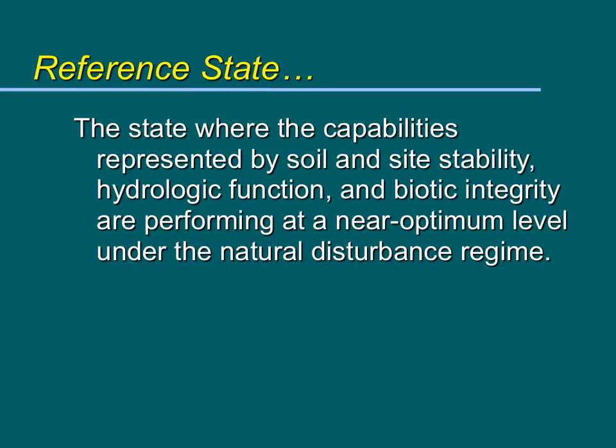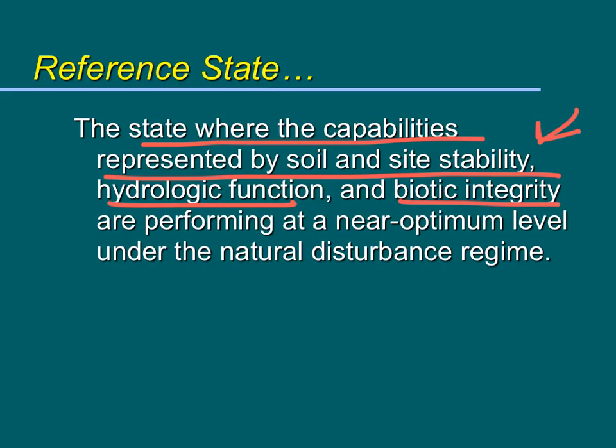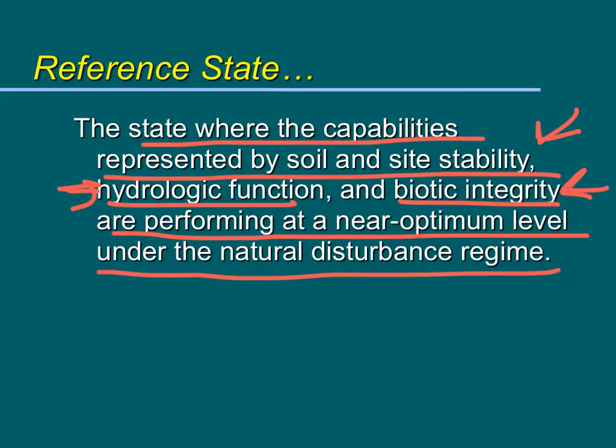So I just want to talk real shortly about reference states, what they are, and how they are actually developed. A reference state is that state where the capabilities represented by soil and site stability, hydrologic function, and biotic integrity are performing at or near optimum level under the natural disturbance regime. Remember, these three things we've discussed in our discussion of range. The 17 range health indicators give us a sense of this.